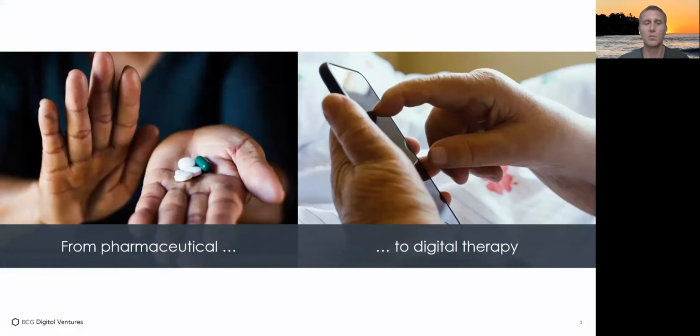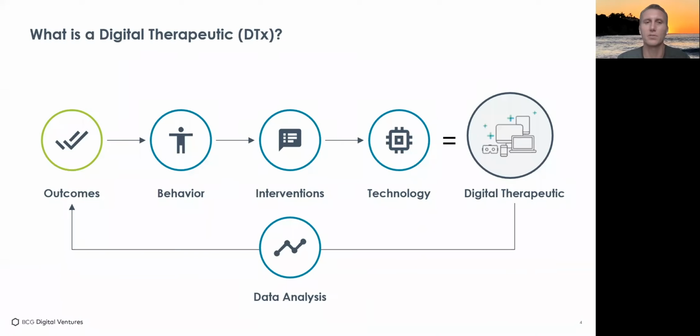So what we're talking about is moving from a world of pharmaceuticals or drugs to digital therapy, and you may have seen there were some articles a year or two ago saying, the doctor saying, take this app and call me in the morning. Digital therapeutics, in fact, are prescribed. They are validated platforms, and they are approved to do this because they drive clinical outcomes similar to pharmaceuticals.